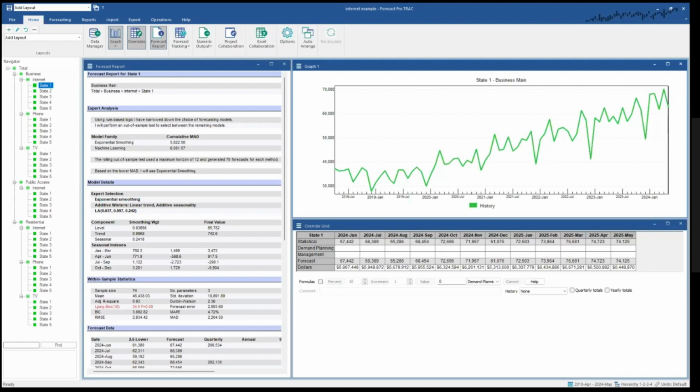The third method was an automatic algorithm. And actually, when you use Forecast Pro, it'll automatically build a forecast for each and every item you bring in. So I'm actually going to turn on the forecasts here.